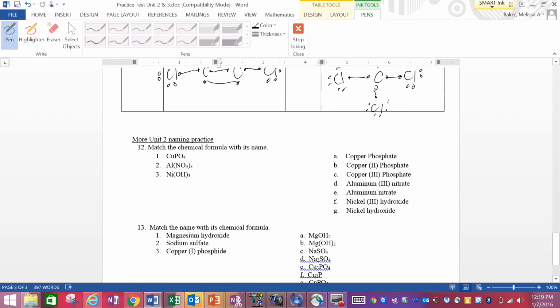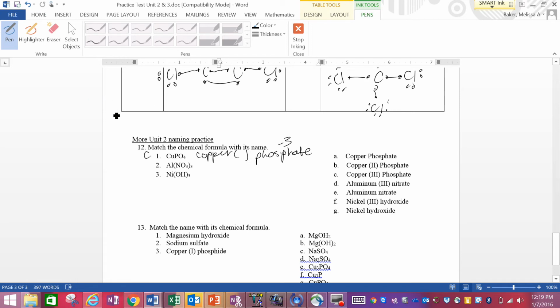12, match the chemical formula with its name. This is going to be copper, leave a space, phosphate. So phosphate's a -3. That means this must be copper 3-phosphate. So that would go with letter C.